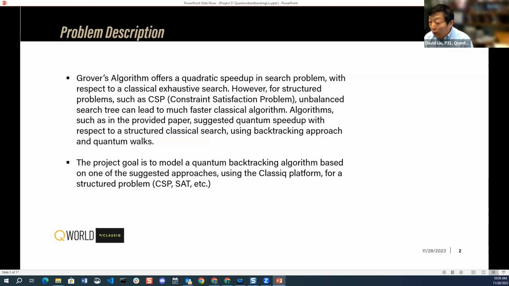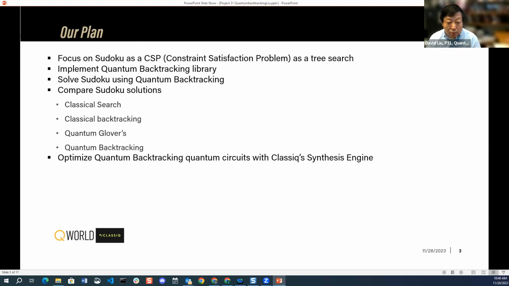Basically, we're trying to make something better than Grover's algorithm for structured optimization search, with structures like a constraint satisfaction problem. Our idea is that quantum backtracking is better than classical backtracking. We want to compare different search algorithms: classical search and classical backtracking for Sudoku, and also quantum Grover's algorithm and quantum backtracking. Hopefully it will be much better than classical backtracking.